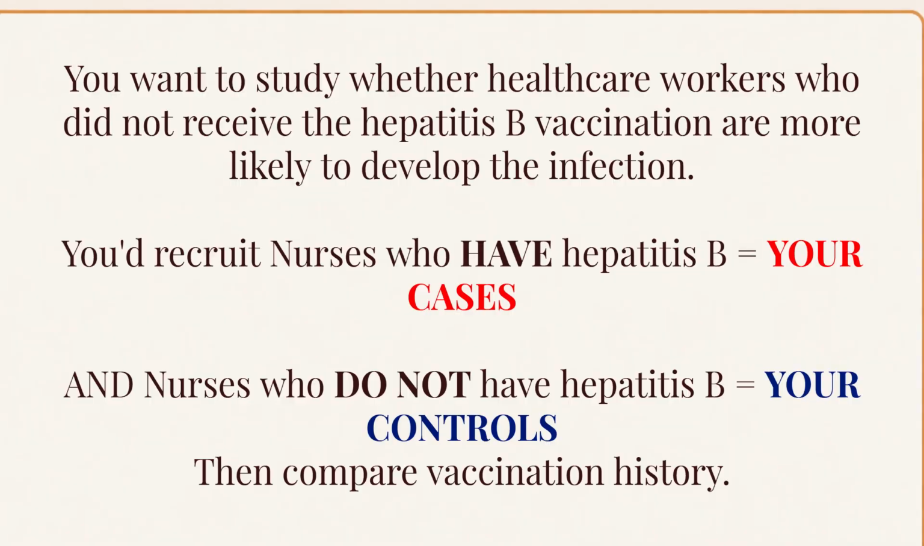Now let me give you a classic example. Let's say that you want to study whether healthcare workers who did not receive the hepatitis B vaccine are more likely to contract hepatitis B infection. So you're going to recruit nurses or healthcare workers that have hepatitis B, and those will be your cases. And then you're going to recruit nurses that are healthy, that do not have hepatitis B. This will be your control.